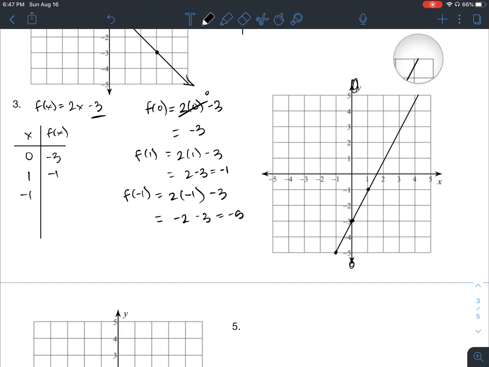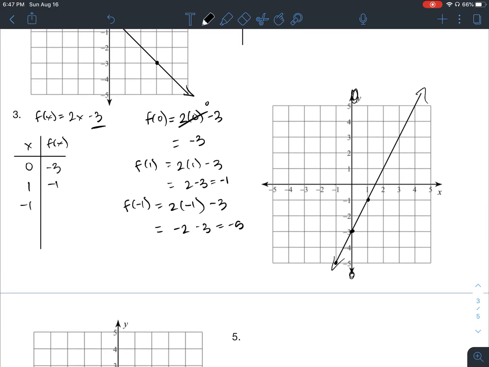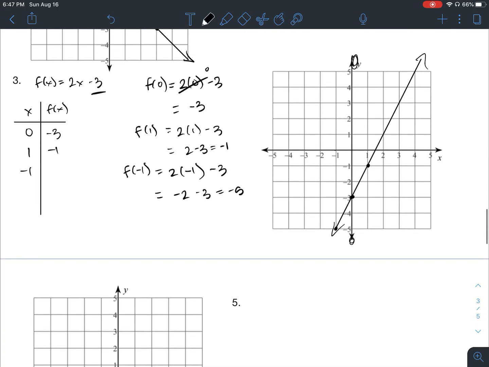Just like that. Now, something that I want to point out is the slope in this one. So you might have heard people say that slope is equal to rise over run. And I hope you already know that at this point, and I think you should.